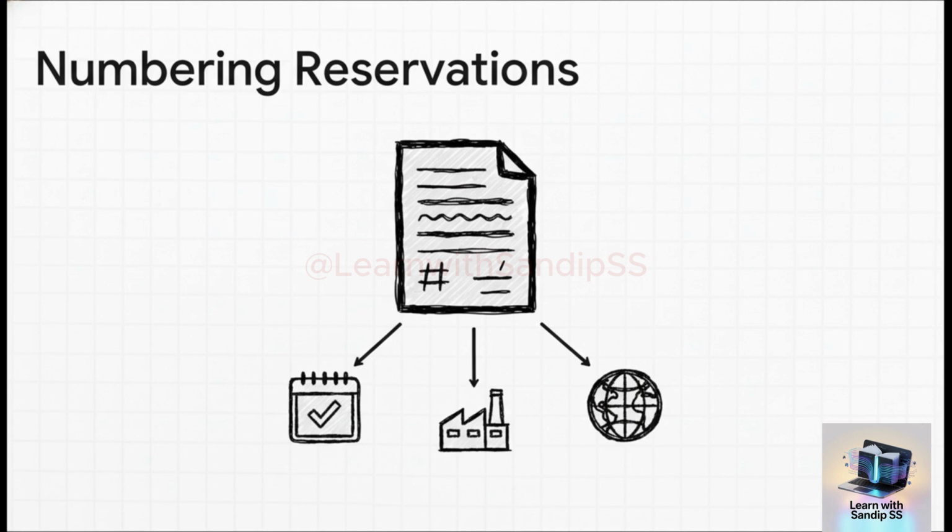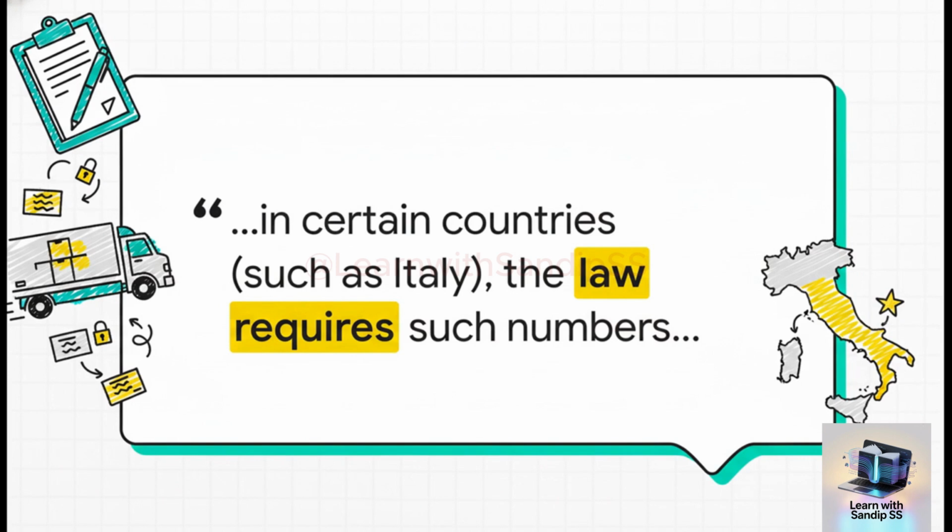Nice and easy, right? And then you've got these things called goods receipt and issue slips. Now, these aren't always used, but as this quote points out, sometimes they are an actual legal requirement. In a country like Italy, for example, the law says you have to have a printed slip with a unique number that travels with any goods being transported on public roads. So in that case, configuring this number range isn't just a good idea, it's a matter of compliance.